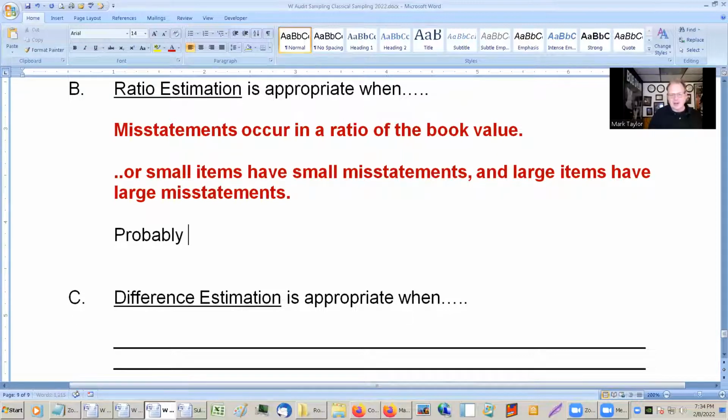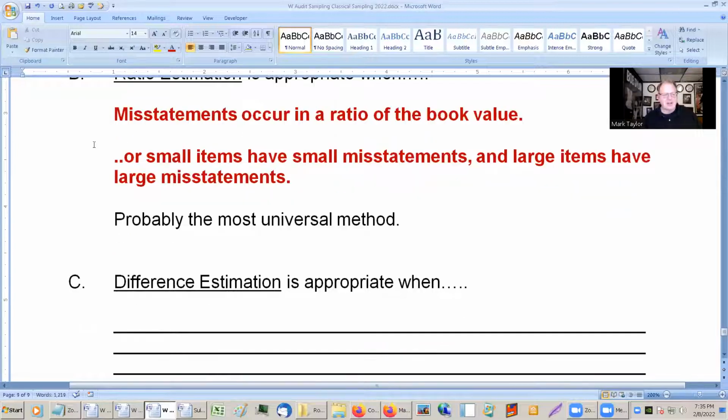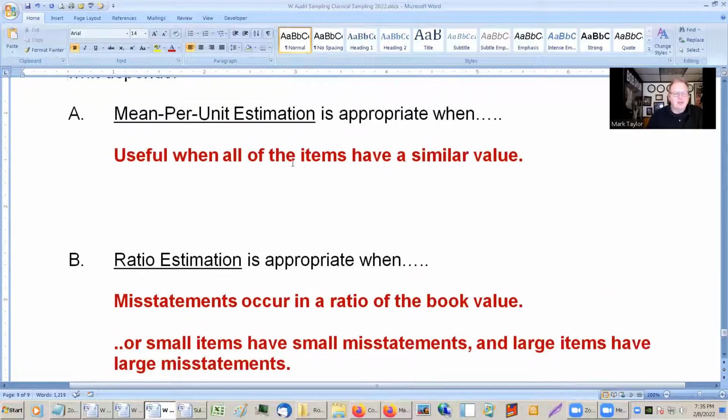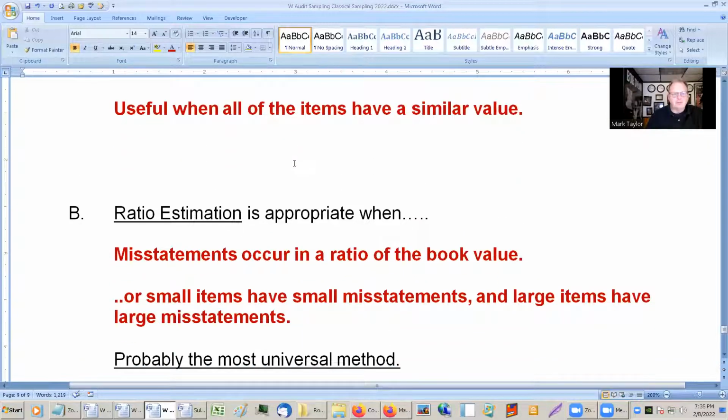Now, they're not going to tell you that on the CPA exam. They'll say usually whichever one's appropriate. I should say probably the most universal one. In most situations, it just makes more sense that usually small items have small errors, big items have big errors.